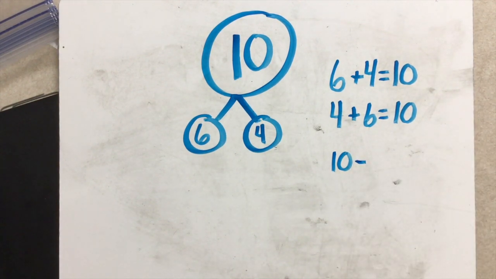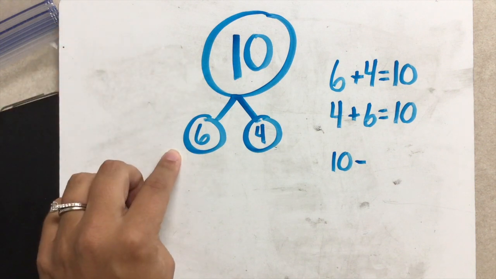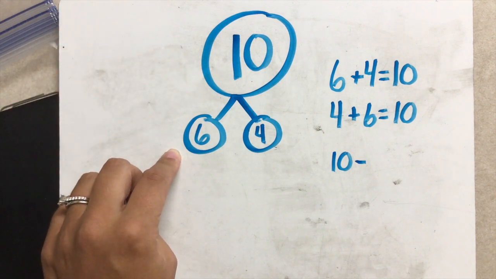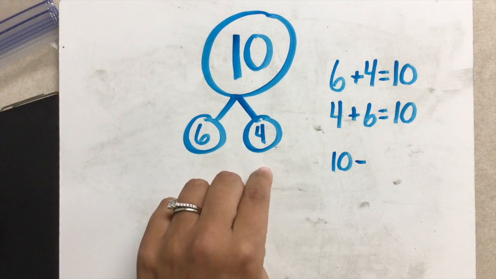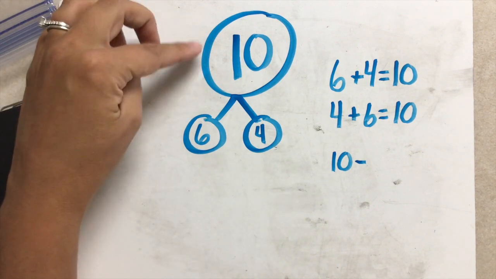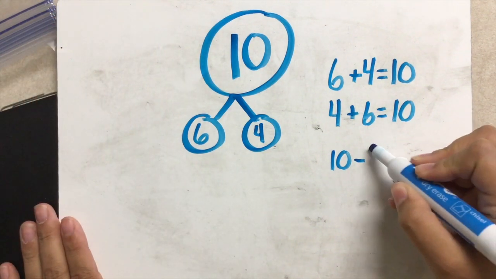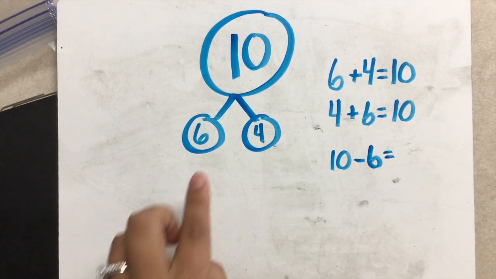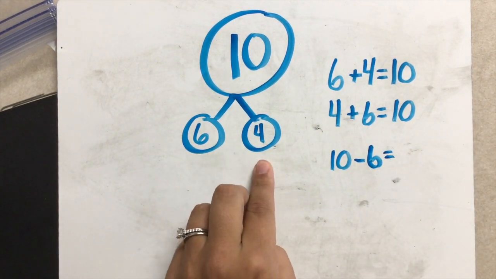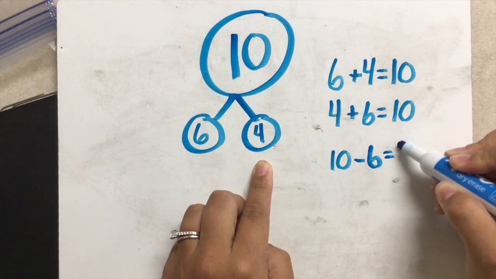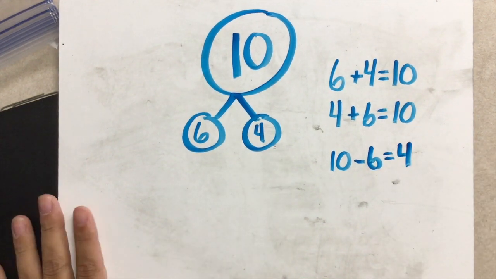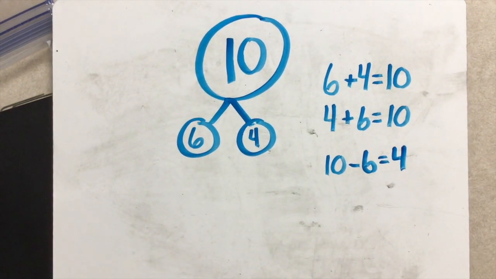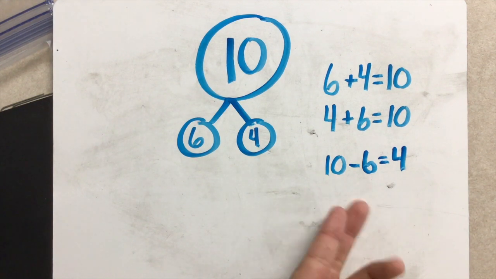Now here's the cool part. I can pick one side and then my answer will be whatever is left over. So maybe first I'm going to try 10 minus 6. Now this is going to equal my last number, 4. To do one more subtraction equation to match, I cannot flip this.